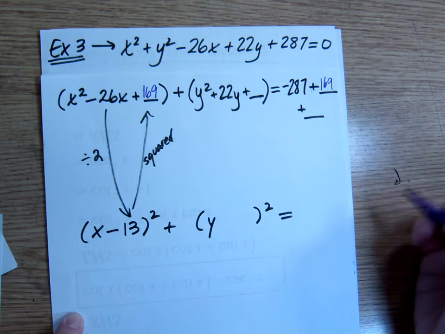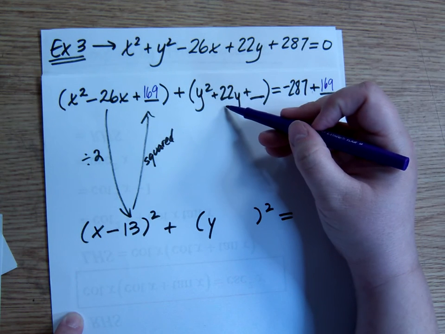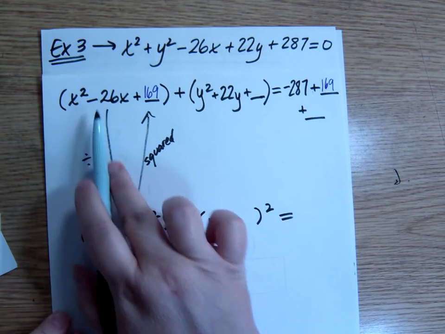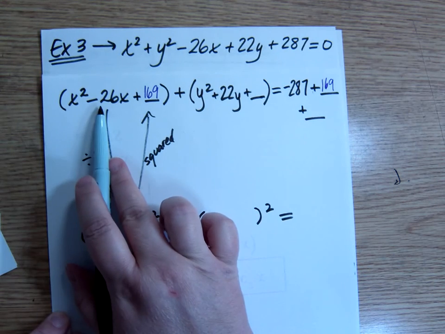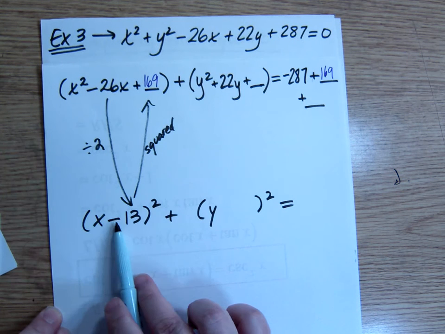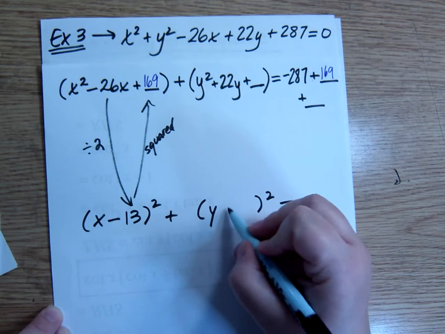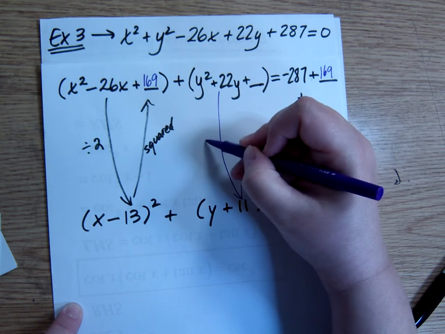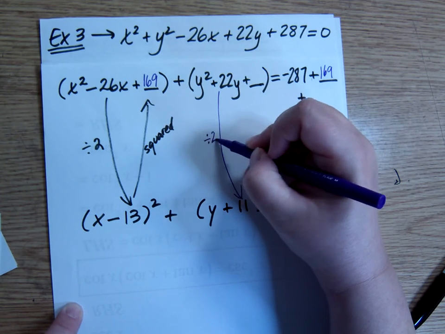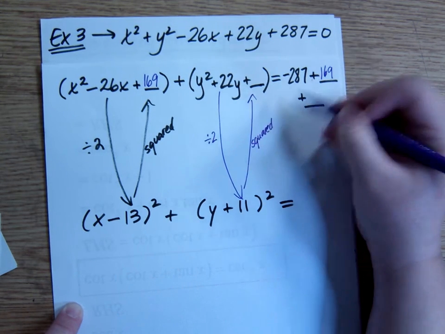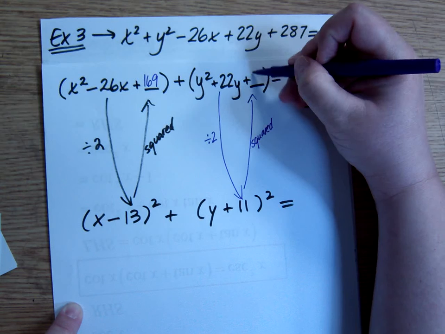Same thing's going to happen here. Half of 22 is what? 11. Now, notice that the sign goes with it. If I take half of negative 26, it's negative 13. Whatever the sign is here, that's what your sign is going to be here. So since this is plus, this is going to be plus. This is times 1/2 or divided by 2. Same thing. And then if I square that, what's going to be added to both sides? 121.